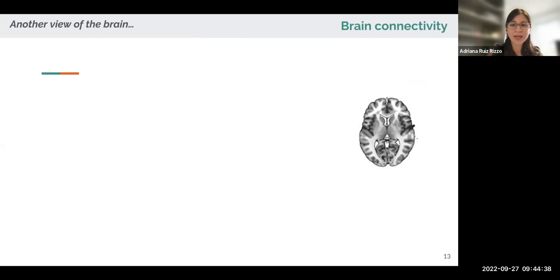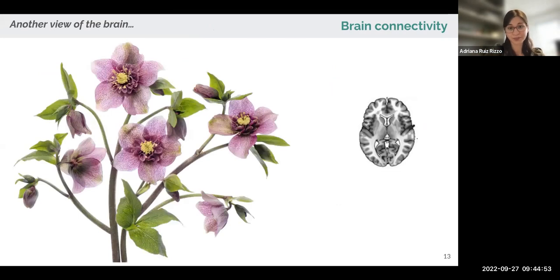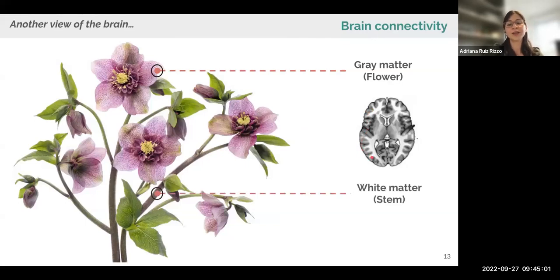To explain what brain connectivity is, I would like to make an analogy of the brain for those of you who maybe are not very familiar with cognitive neuroscience. So let's think of the brain as a bunch of flowers. Now we can think of the flowers as the gray matter, or the darker part of the brain. And we can think of the white matter as the stems of these flowers. This will be the lighter part of the brain.